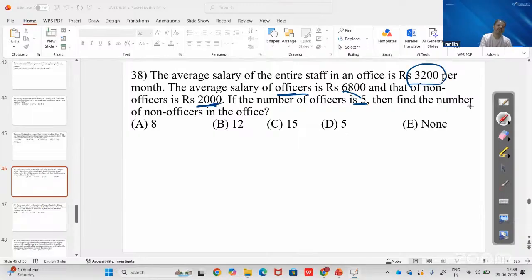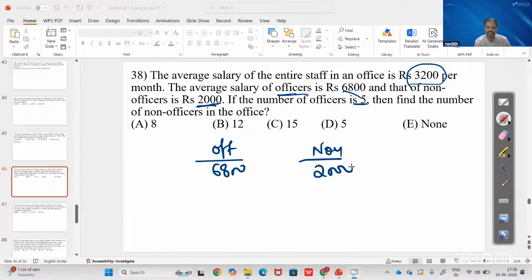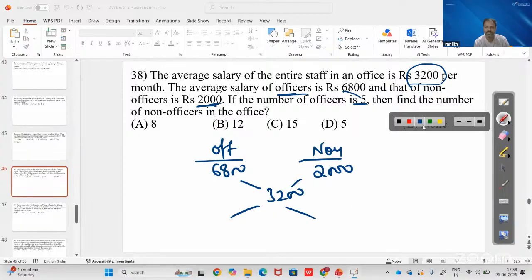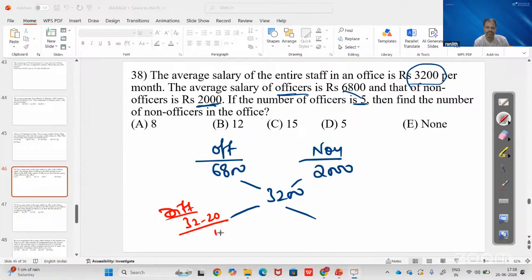But without writing all that, how can we do it by using alligation? Officers equal 6,800, non-officers will be equal to 2,000, the overall average will be equal to 3,200. Now we need to take the difference. Difference is always positive. So 32 minus 20 is equal to 12. Now officers 68 and 32, 68 minus 32 will be equal to 36.